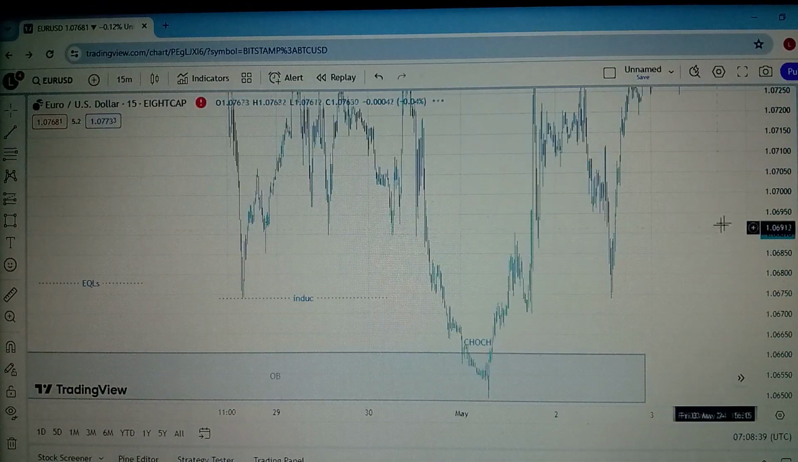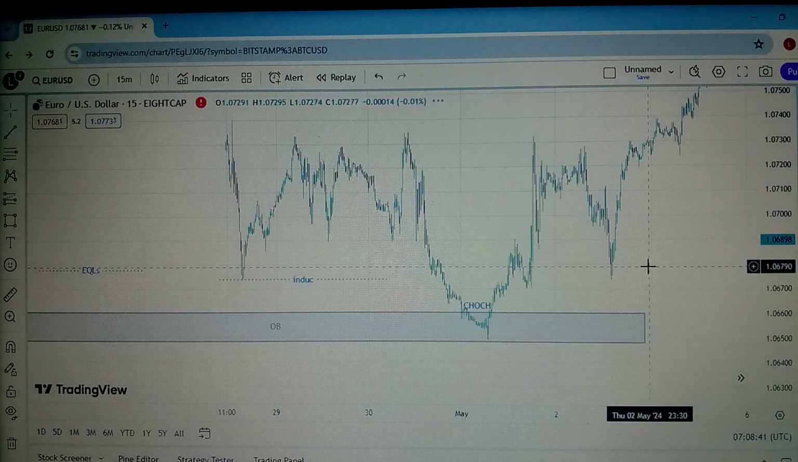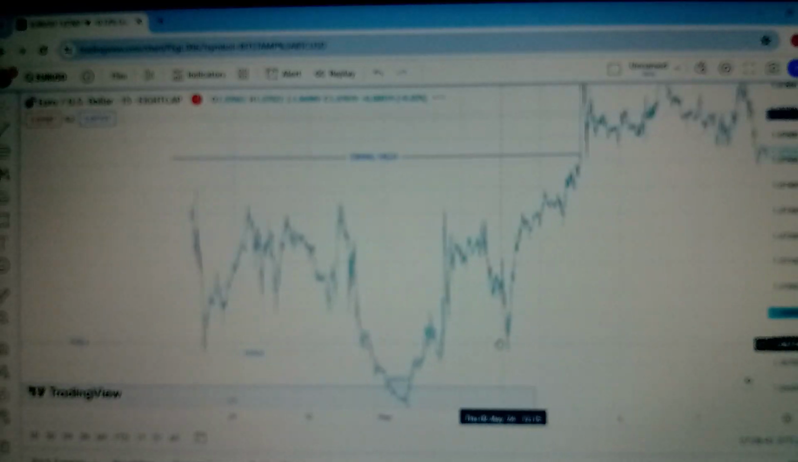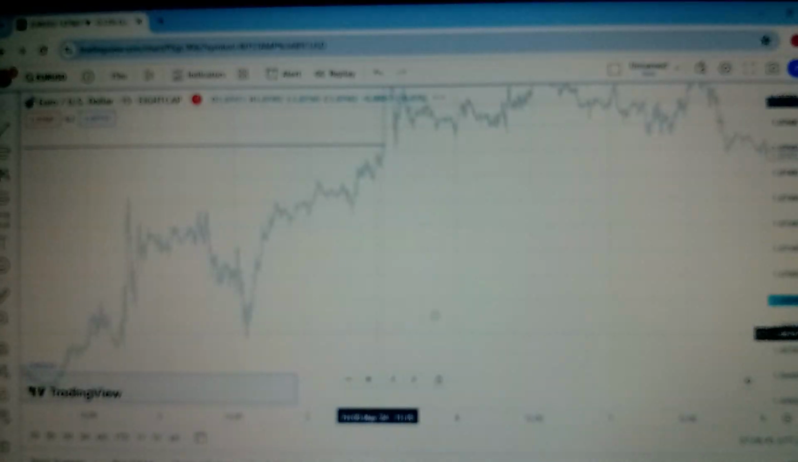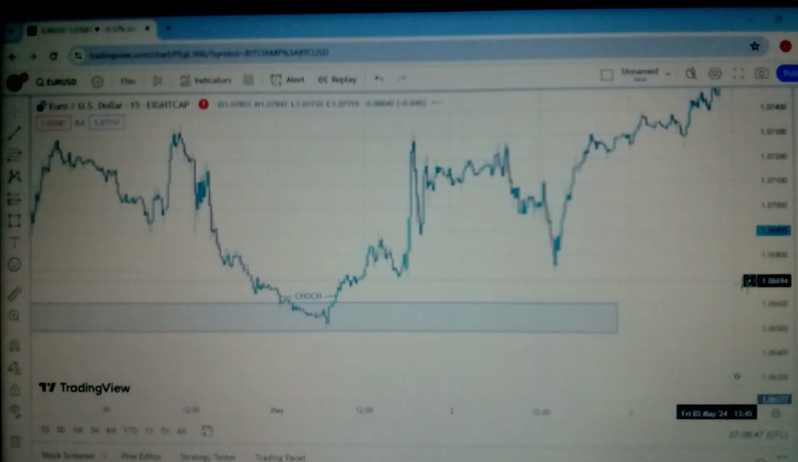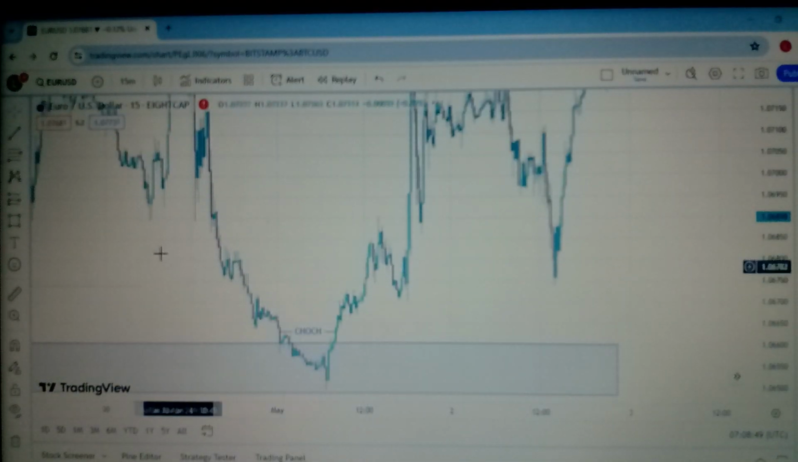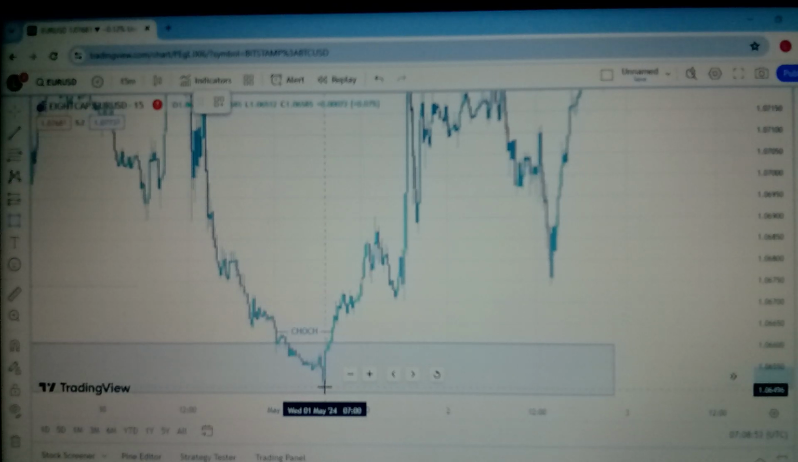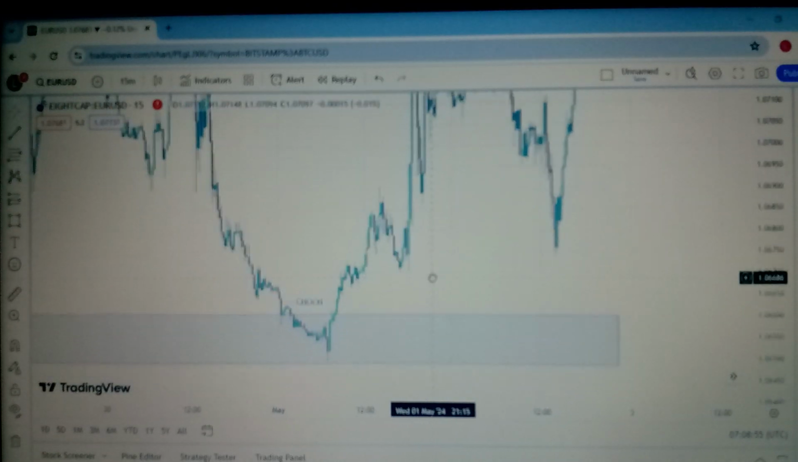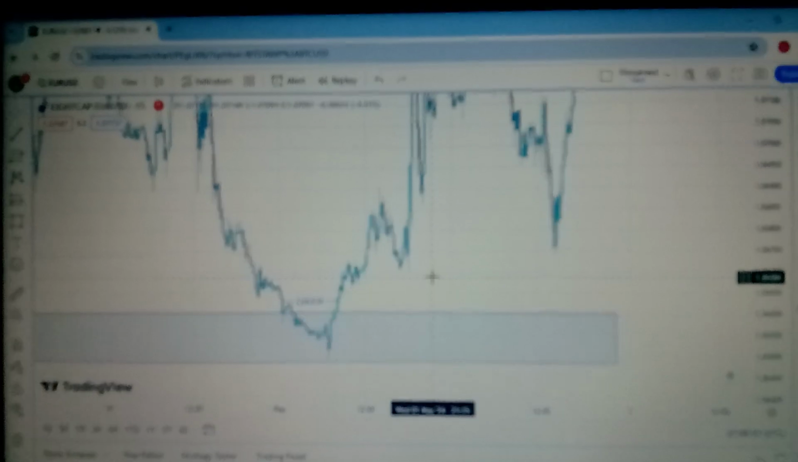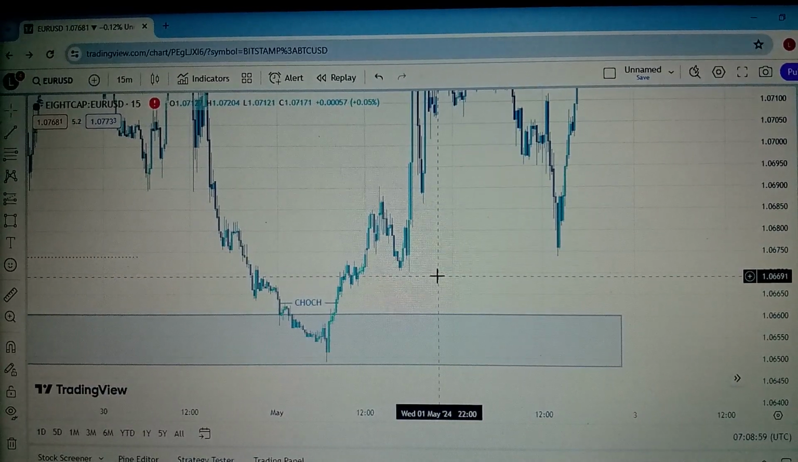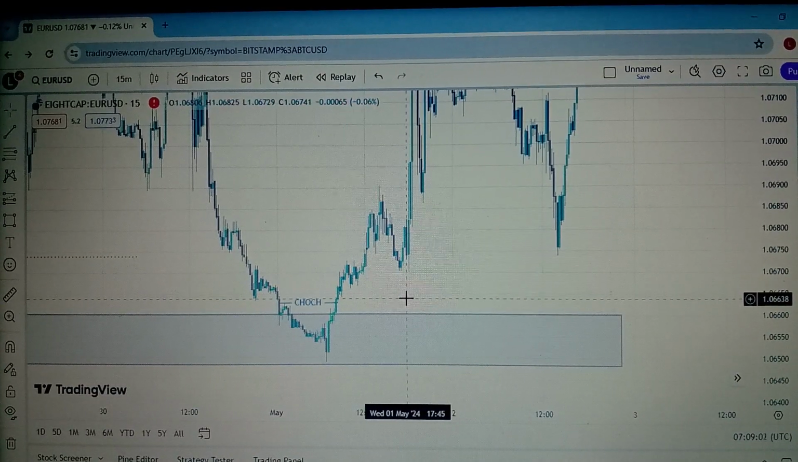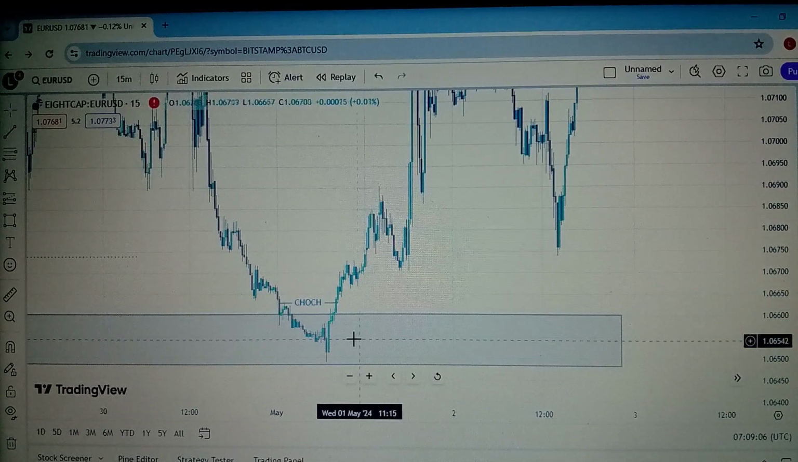What I was looking for initially is for price to come into these levels right here, which it didn't, because I don't know why. Market makers. Anyway, it's part of the game, guys. Sometimes you will get tagged in, sometimes you will miss the trades. It is what it is.